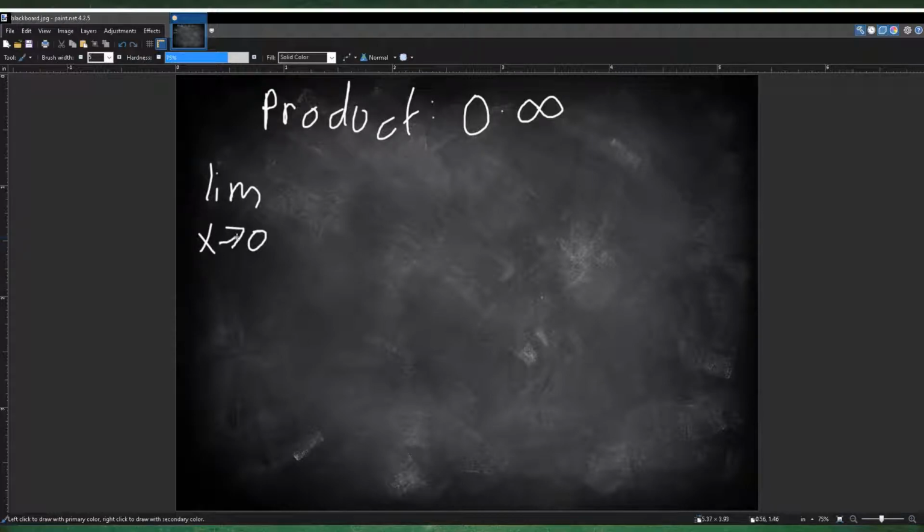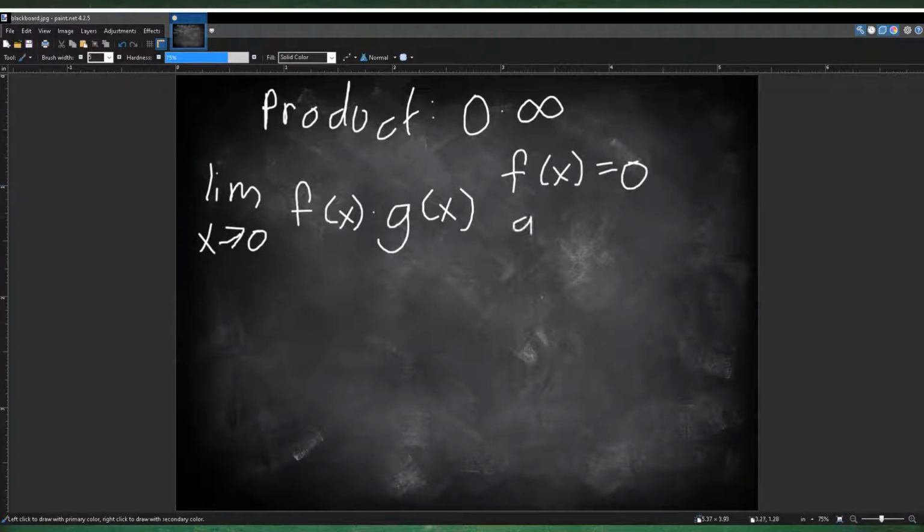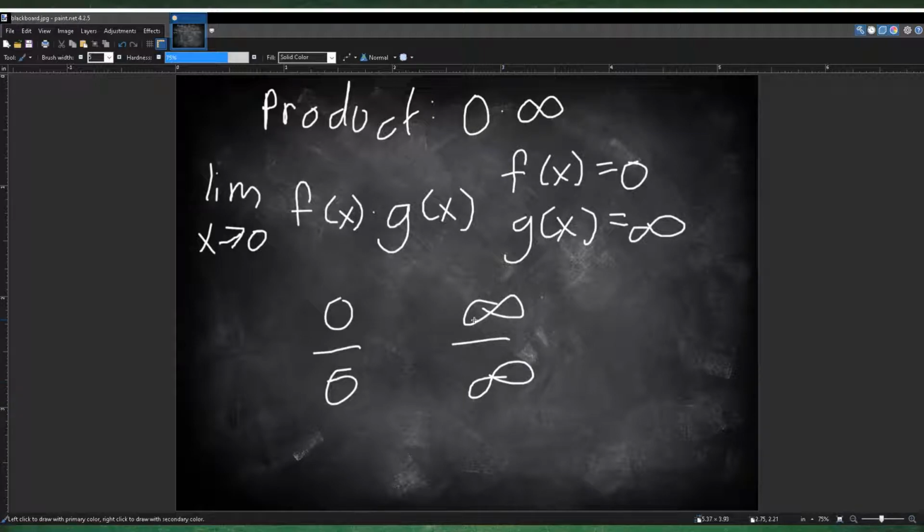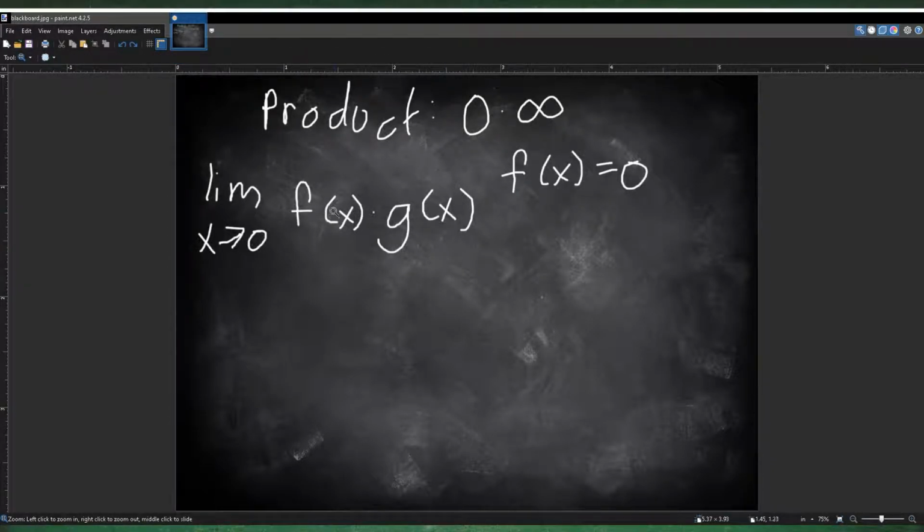And you have two functions, f of x times g of x. Basically, if f of x is equal to 0, and g of x is equal to infinity, or negative infinity, all you have to do is make it into the form 0 over 0, or infinity over infinity. Since one of them is 0 and one of them is infinity, it doesn't matter which one is infinity and which one is 0.